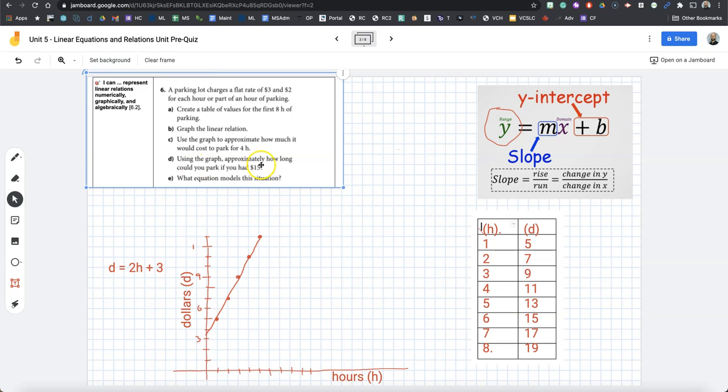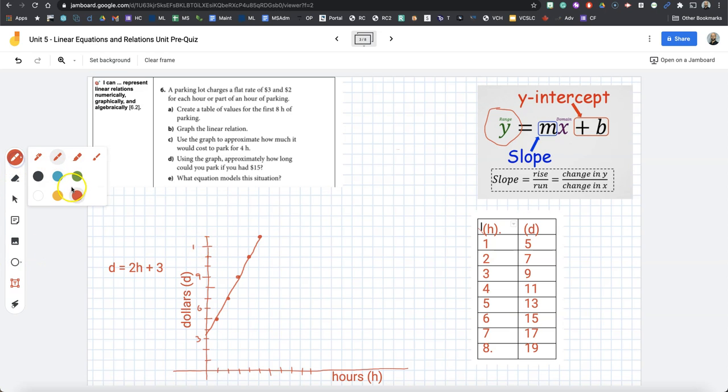So the question is asking, using the graph, approximately how long could you park if you had $15? Well, this is, see, I deleted it, but this is $13 right here, and I'm at 1, 2, 3, 4, 5 hours. So 6 hours would be 15. That wasn't too hard. And we actually see it right here in the table of values. So again, they're asking us to use the graph, but I don't know. We already have the figures here.